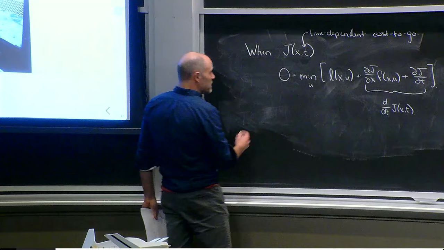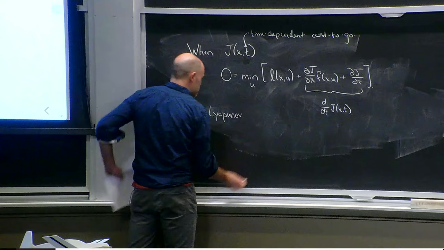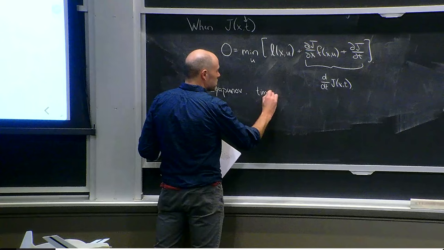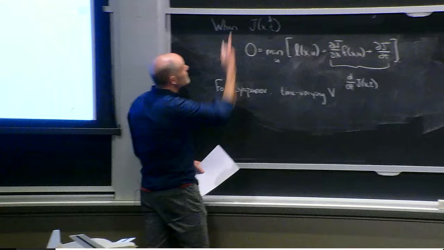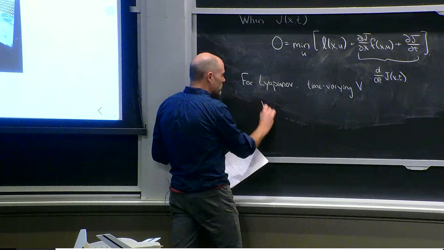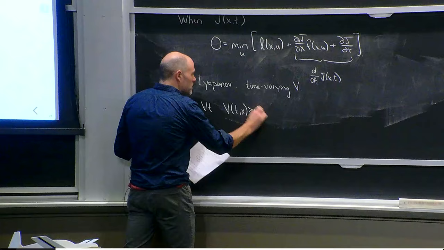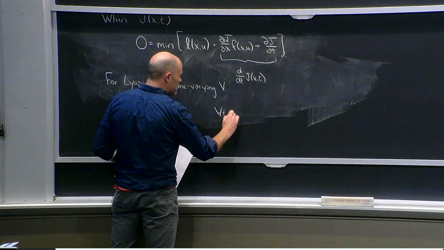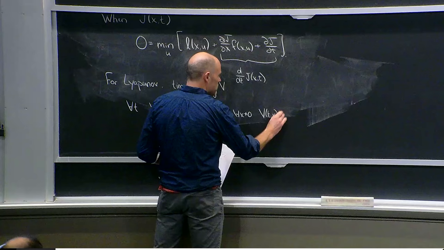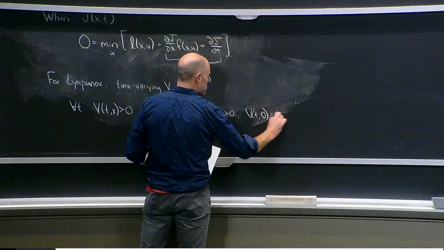Similarly, for Lyapunov, we can have a time-varying phi. You just have to think about what that means exactly. I started to foreshadow it there, but let's think about it. If I were to have a function V(x,t) such that for all t, for all x not equal to 0, V is positive, treating time kind of special, that's what I mean by the notation.